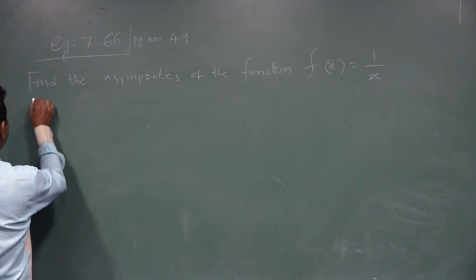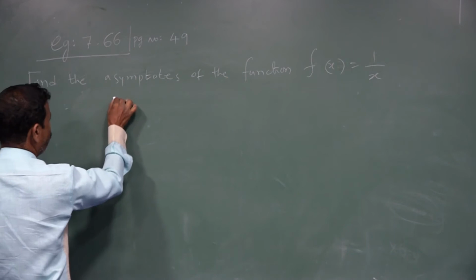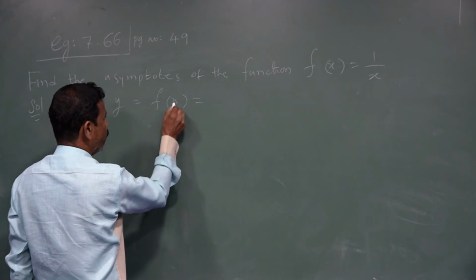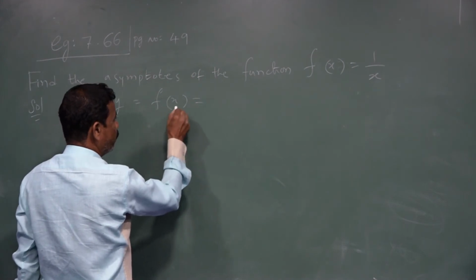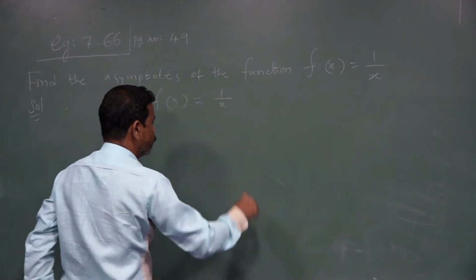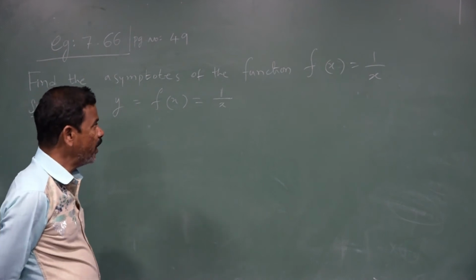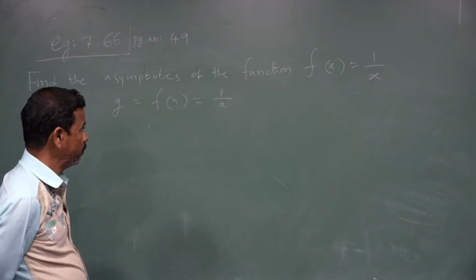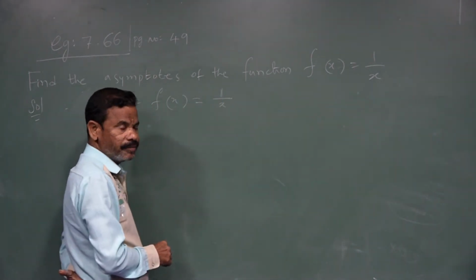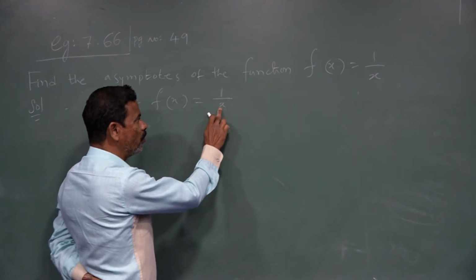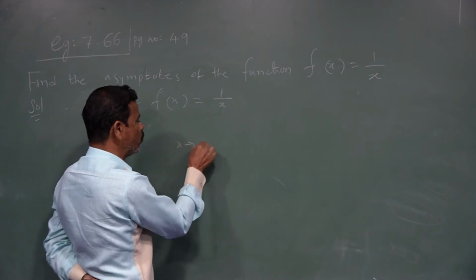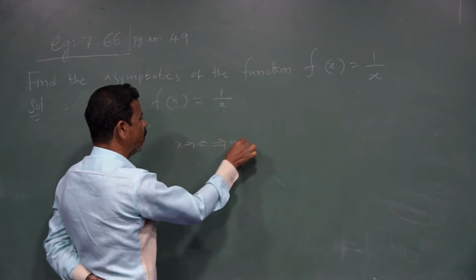That's why, solution here: y is equal to f of x, y in terms of x, both are same. What is the f of x? 1 by x. Now we check the infinity. Where is the function going to infinity? If x is 0, 1 by 0 is infinity. If x tends to 0, then y tends to infinity.